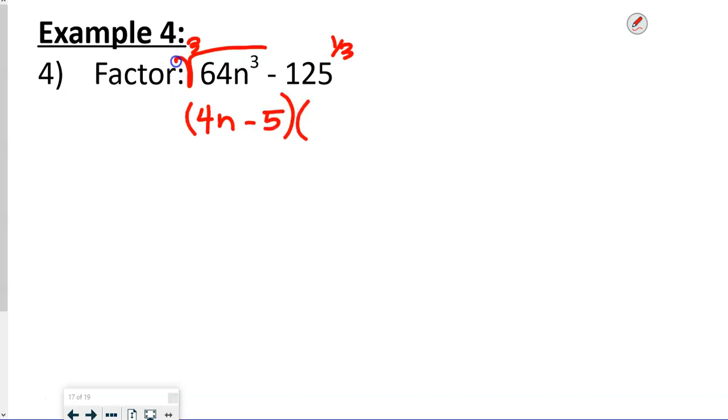Remember again, what we're doing for this next set of parentheses is we're squaring the first term. 4 squared is 16, n squared is n squared. For the middle term, we're going to multiply the two together, change the sign. That's going to be 20n, and then we're going to square that second term, which is going to be 25. So here we go again.